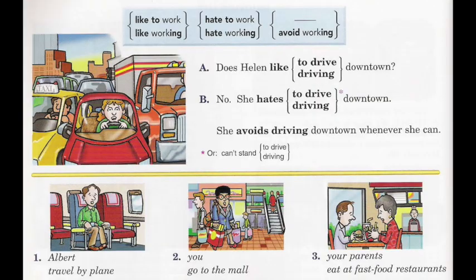Okay. Example number 1. Does Albert like to travel by plane? No, he hates traveling by plane. He avoids traveling by plane whenever he can. Okay. Number 2, one more example. Do you like to go to the mall? No. I hate going to the mall. I avoid going to the mall whenever I can. Okay. Now finish the examples on page 84.